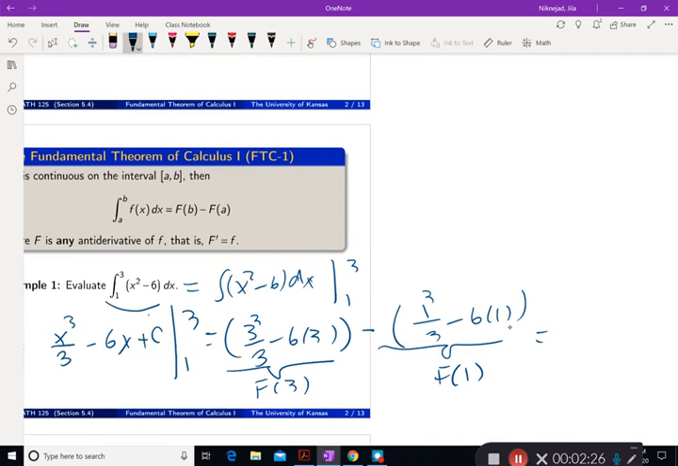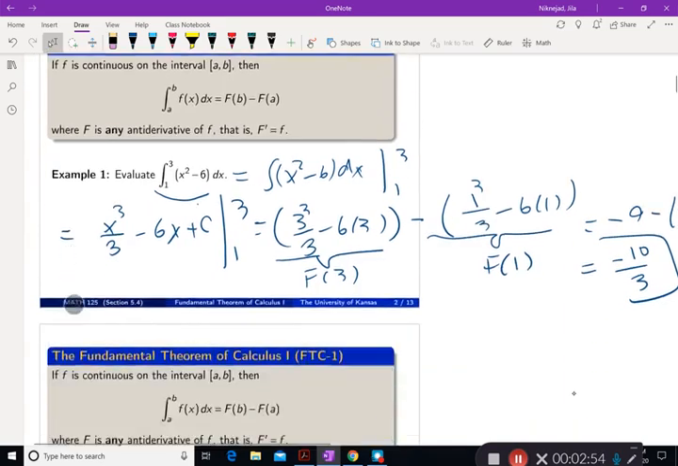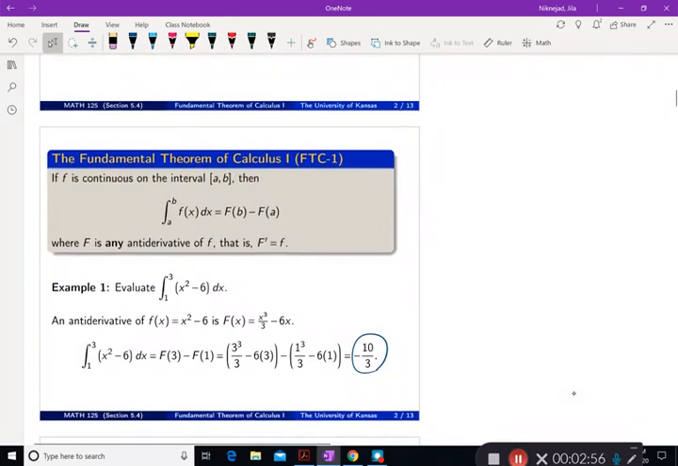And so the first part you compute and you get negative 9, and the second one you compute and you get negative 17 thirds. And then finally you end up with negative 10 thirds. And therefore the function has that much area underneath the x-axis.